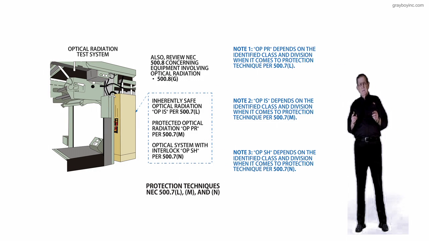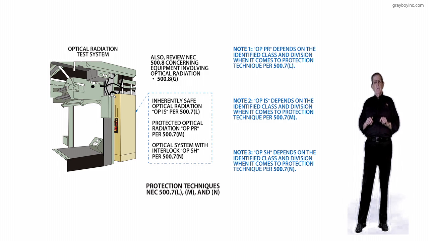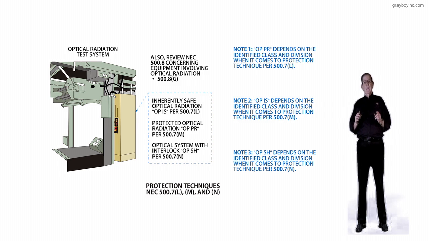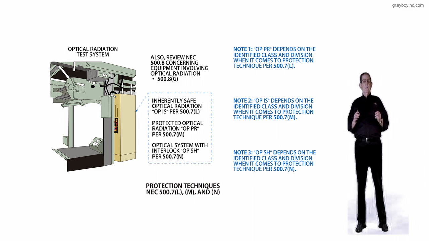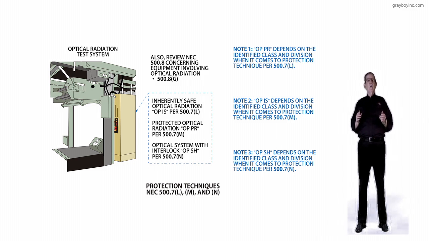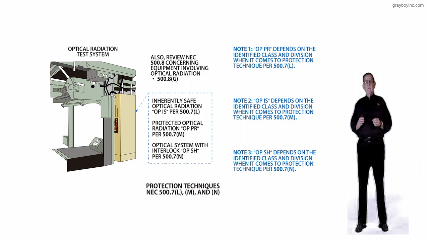This illustration deals with protection techniques in accordance with NEC 500.7 L, M, and N. The purpose of the change was to provide and accept a new subdivision. And these subdivisions have been added to address the types of protection for optical radiation based on the UL standard 679-28, which is the 2017 edition.